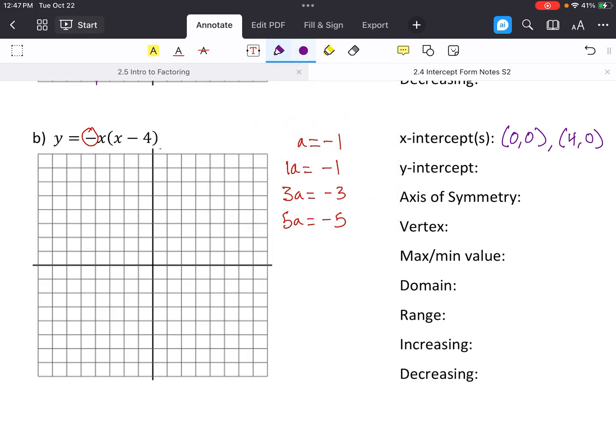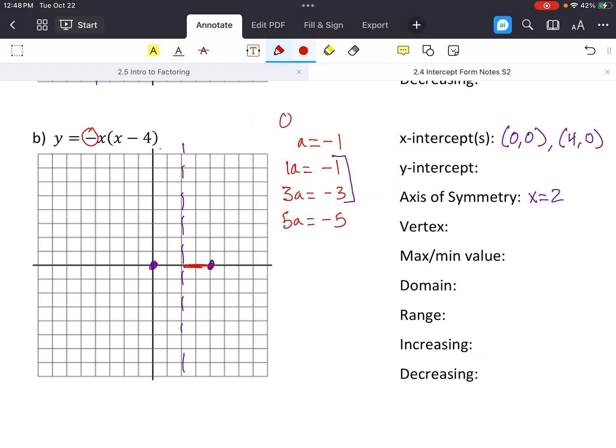I'm going to start by plotting the x-intercepts. 0, 1, 2, 3, 4. That makes my axis of symmetry at 2. I notice there are 2 spaces, which means I need to use the first two vertical movements, so 1a and 3a.